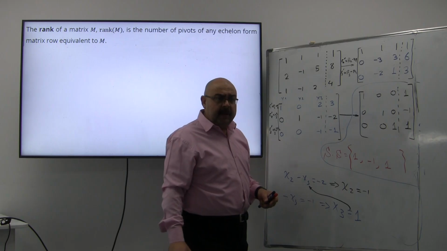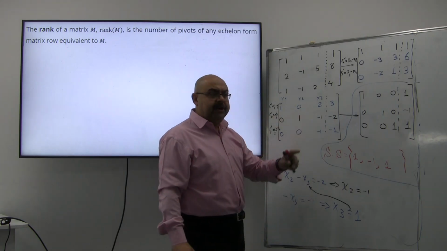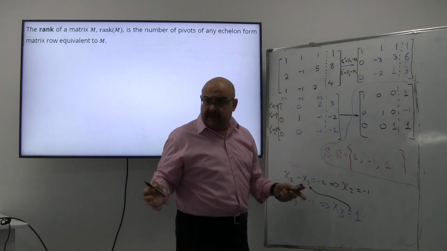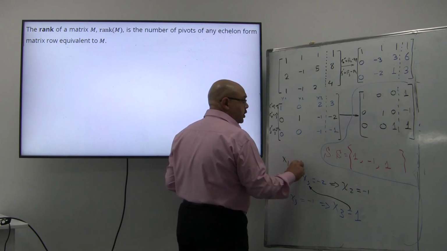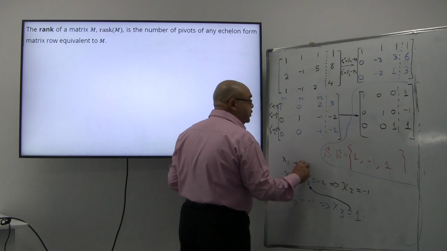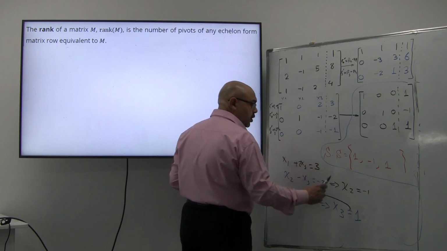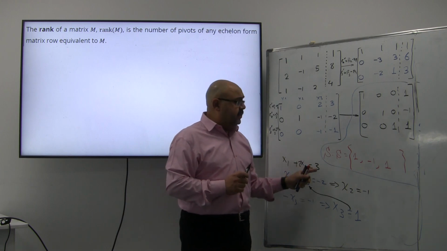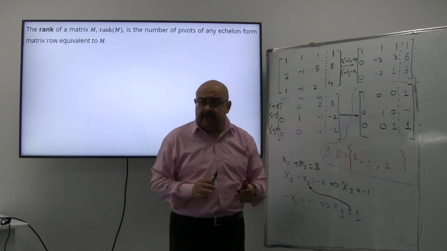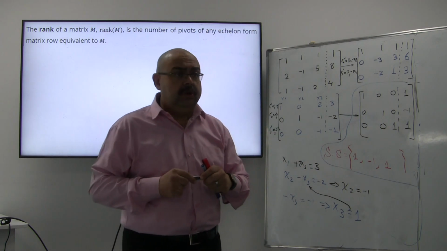Then I will write the first equation, which, lucky for us, is x1 plus 2 of an x3 equal to 3. All I have to do is replace x3 by 1 and move it to the other side, and you will have the same result. This is called the reduced echelon form.